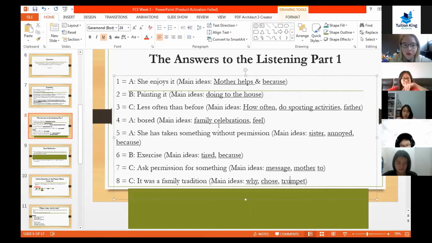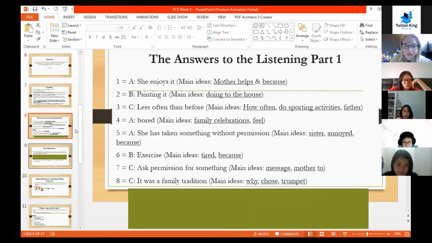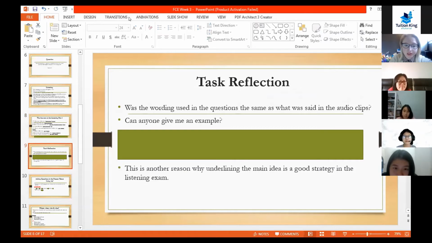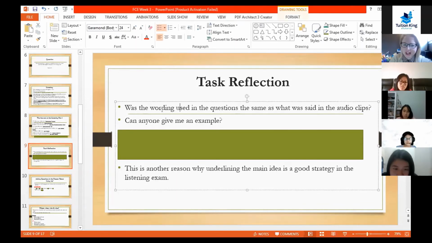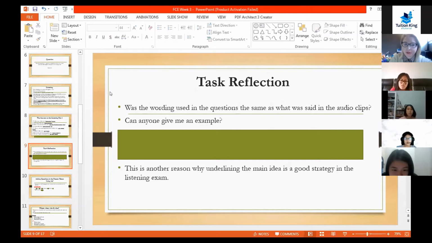Okay, so we're going to engage in a little bit of task reflection now. Okay, so a question we've already pointed out a little bit is, did the wording in the questions match what was said in the audio extract? Were they the same? Did anyone notice this? Okay.